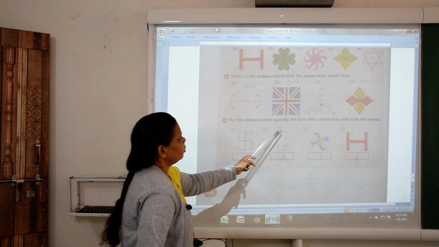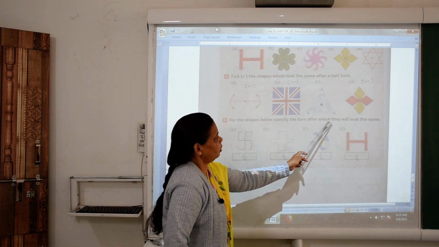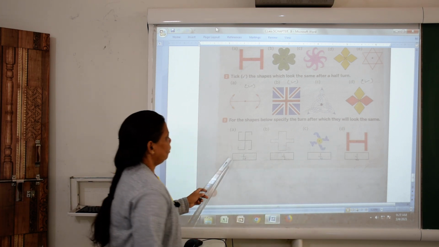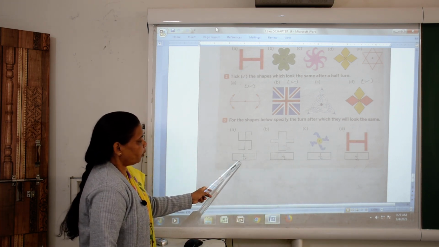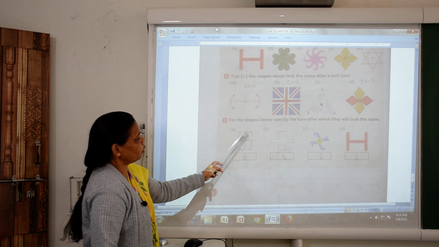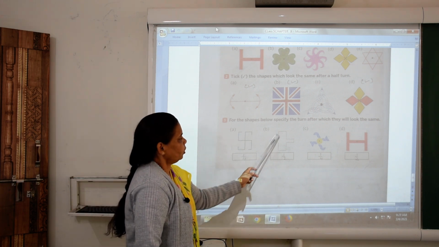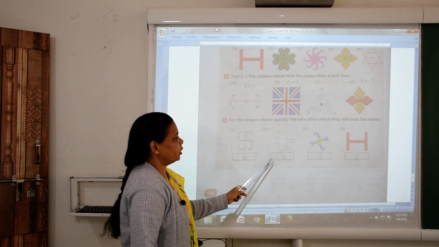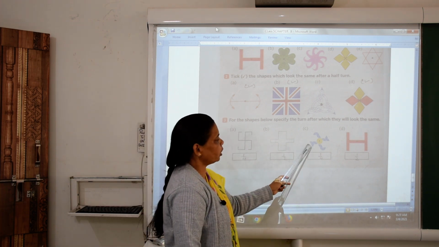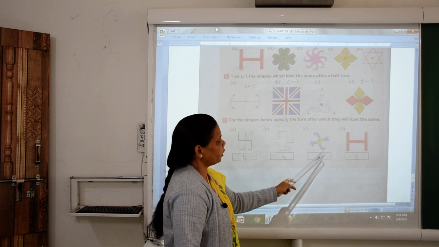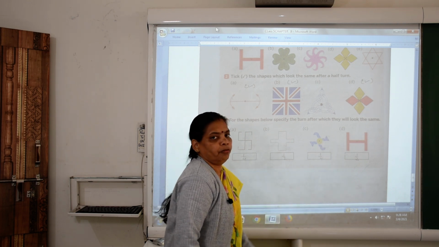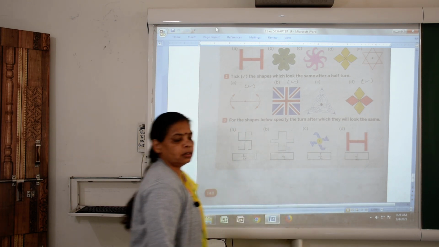For the shapes below, specify the turn after which they look the same. This one 1/4, it means quarter turn. When it rotates by a quarter turn, it looks the same. This one, when it rotates a half turn, it looks the same. And this one also, rotating from quarter turn, it looks the same, and this one, when it rotates a half turn, it looks the same.